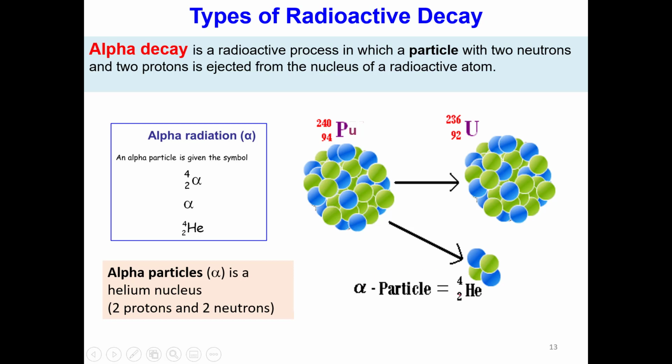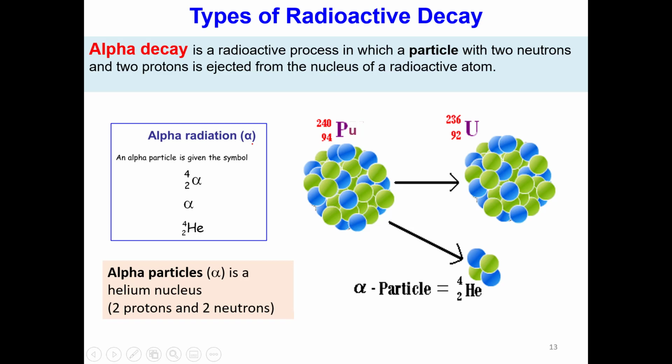First, 2 neutrons and 2 protons correspond to the helium nucleus. Helium is number 2, so it has 2 protons and 2 neutrons. If we have just 2 protons and 2 neutrons, we have just the helium nucleus. This is why one symbol for the alpha particle or alpha radiation is helium. Because we have 2 protons, the atomic number is 2.